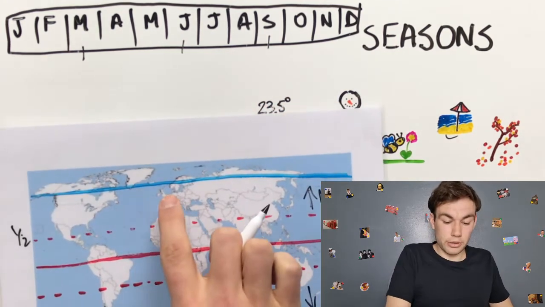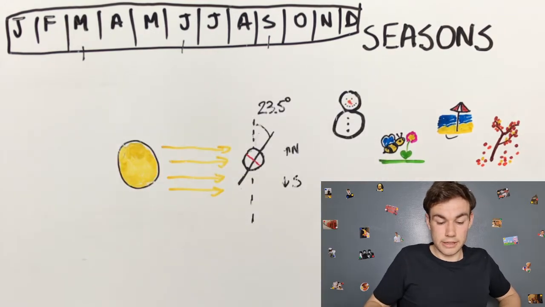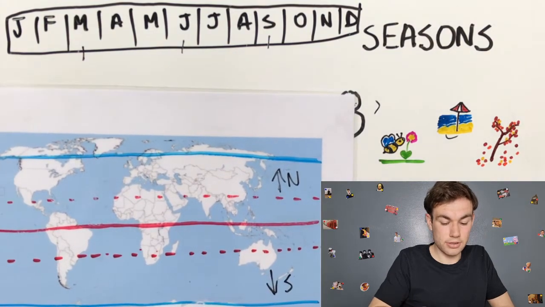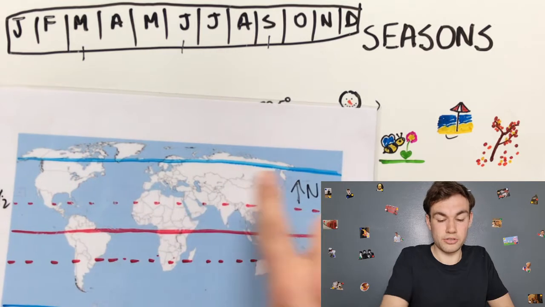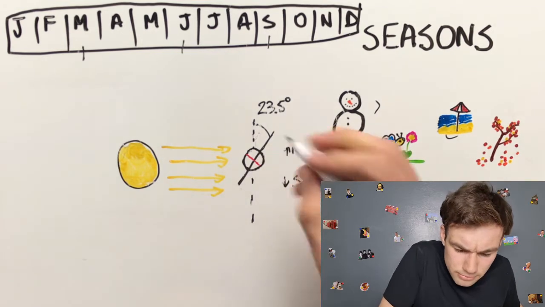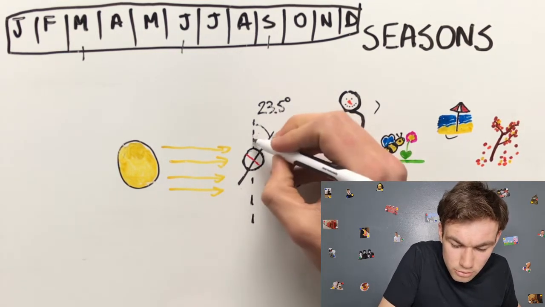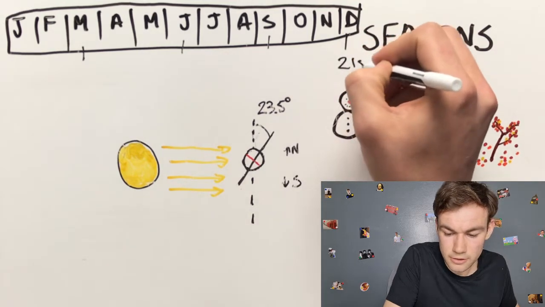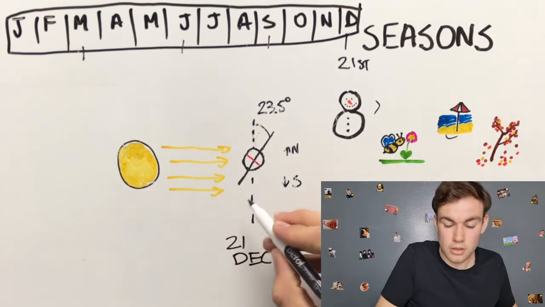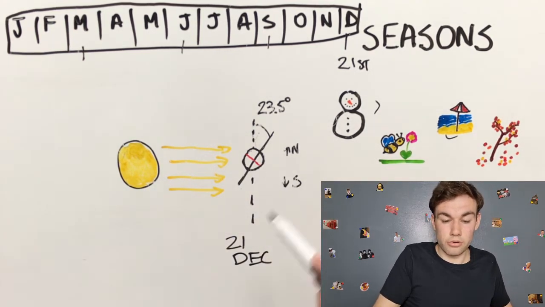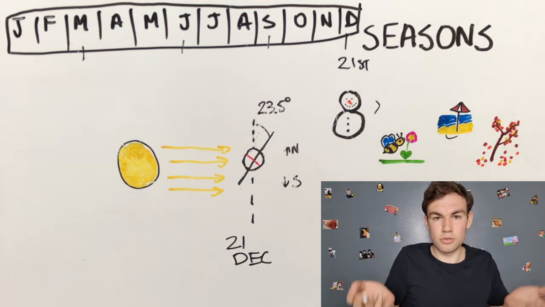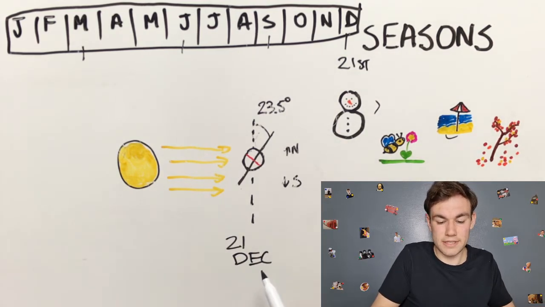First, I will explain these two lines. This is the Arctic Circle and this is the Antarctic Circle. On this map, they are straight lines, but on a globe, they are, of course, circles. So, this is the Earth on the 21st of December, which in the northern hemisphere is, of course, winter. So what is so special about the 21st of December?